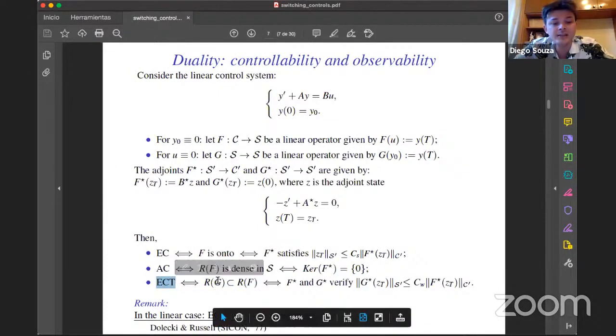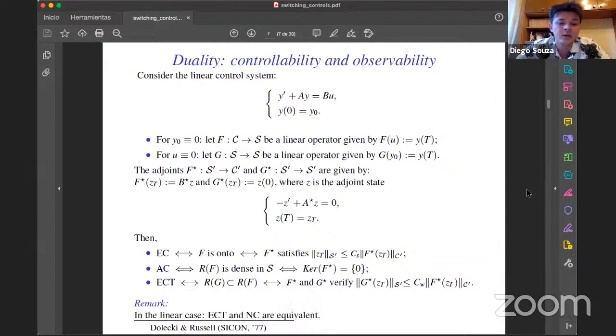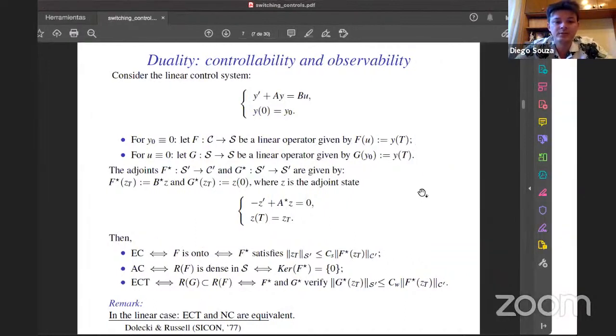And the exact controllability is equivalent to this inclusion between the range of G and F. Okay, and this can be proved to be equivalent to this property relating the adjoint of G and F. These properties, what I'm showing here, are presented in a paper by Dolecki and Russell in 77. Since we are in the linear case, the exact controllability and the null controllability are equivalent. I will not say anything else because this is a little bit classical.